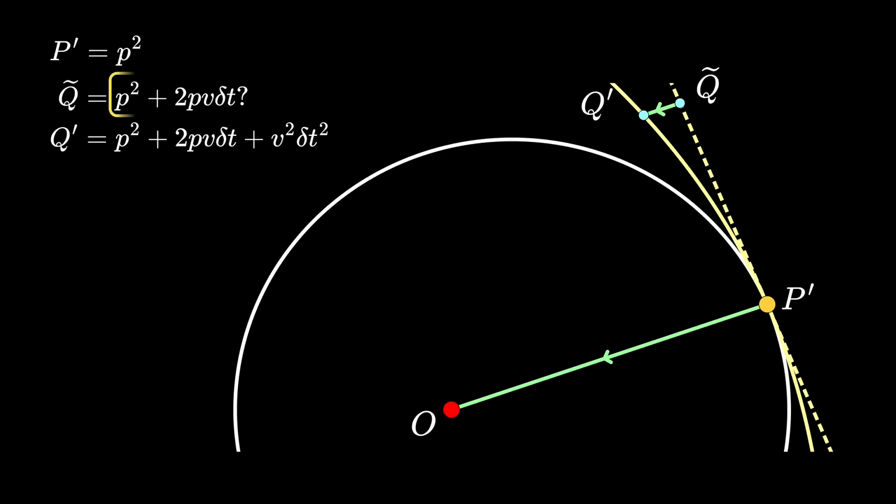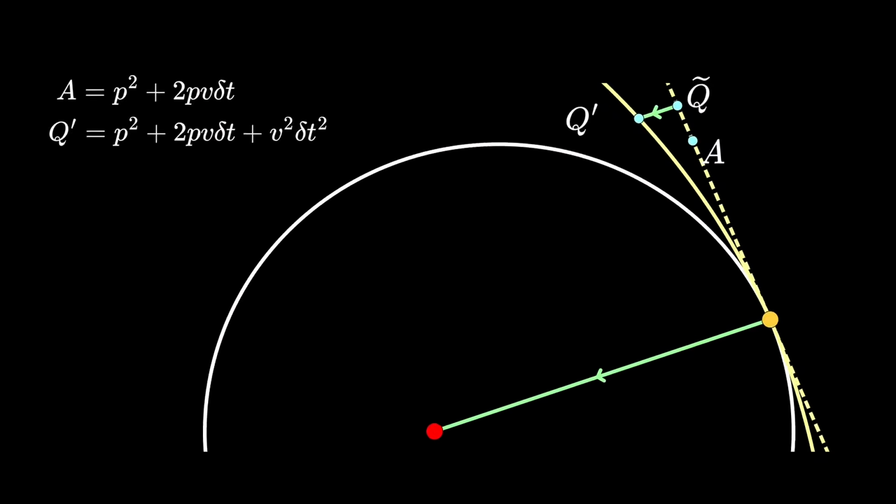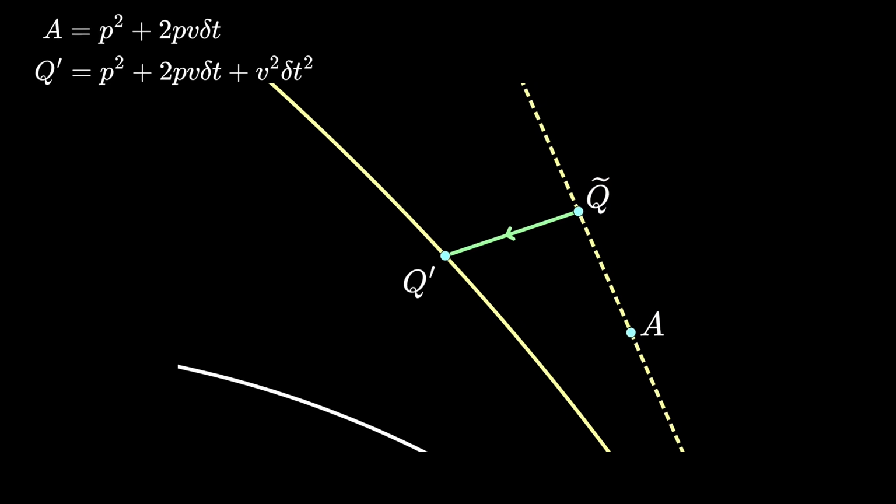Nevertheless, it is still worth considering the point p squared plus 2pv delta t, so let's denote this point as a. Because a is a first-order deviation from p prime, it does lie somewhere along the new tangent, just not necessarily exactly at q tilde. Let's say a is somewhere here. We'll see how not to scale this is, but let's say for now a is here to illustrate the argument.